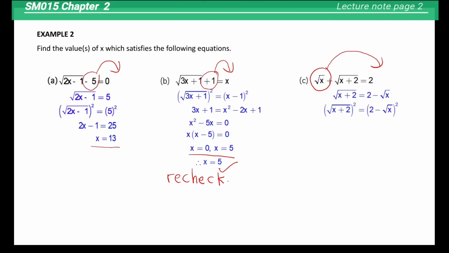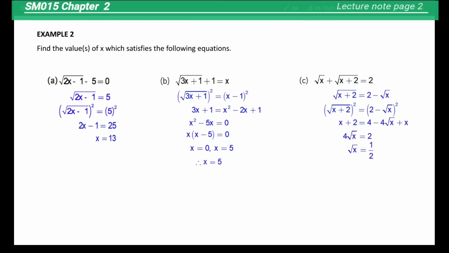After that, to eliminate the root that we have here, we can just square both sides. So you will have x plus 2 equal to 4 minus 4 root x plus x. And then we have 4 root x equal to 2. Back to our step that we had before, we can write only one root on the left hand side. In this case, we can move 4 to the right hand side. So we'll have here root x equal to 1 over 2.